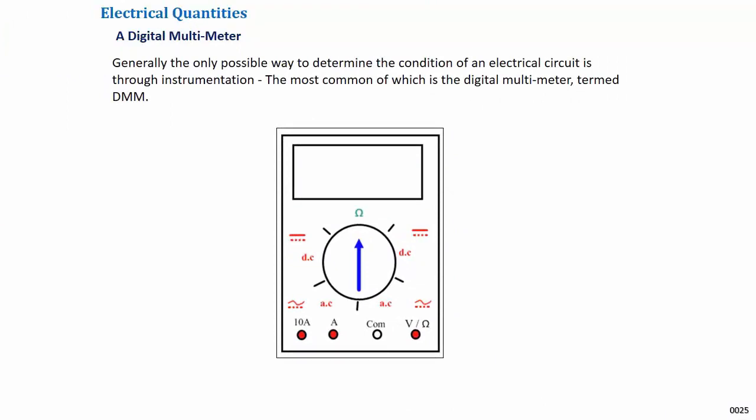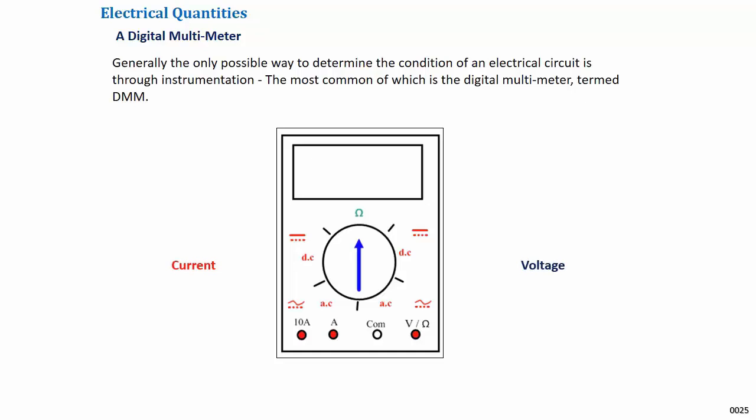One of the main difficulties electrical engineers experience is that it is impossible to tell what is happening in an electrical circuit simply by looking at it. Generally, the only way to determine the condition of an electrical circuit is through instrumentation, the most common of which is the digital multimeter, termed DMM.